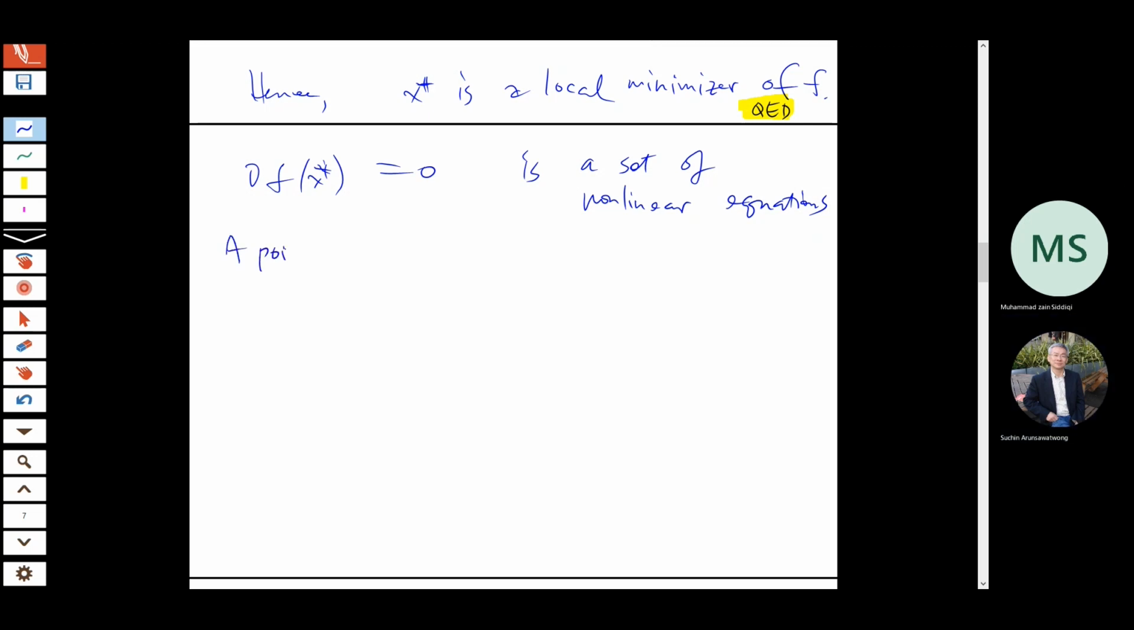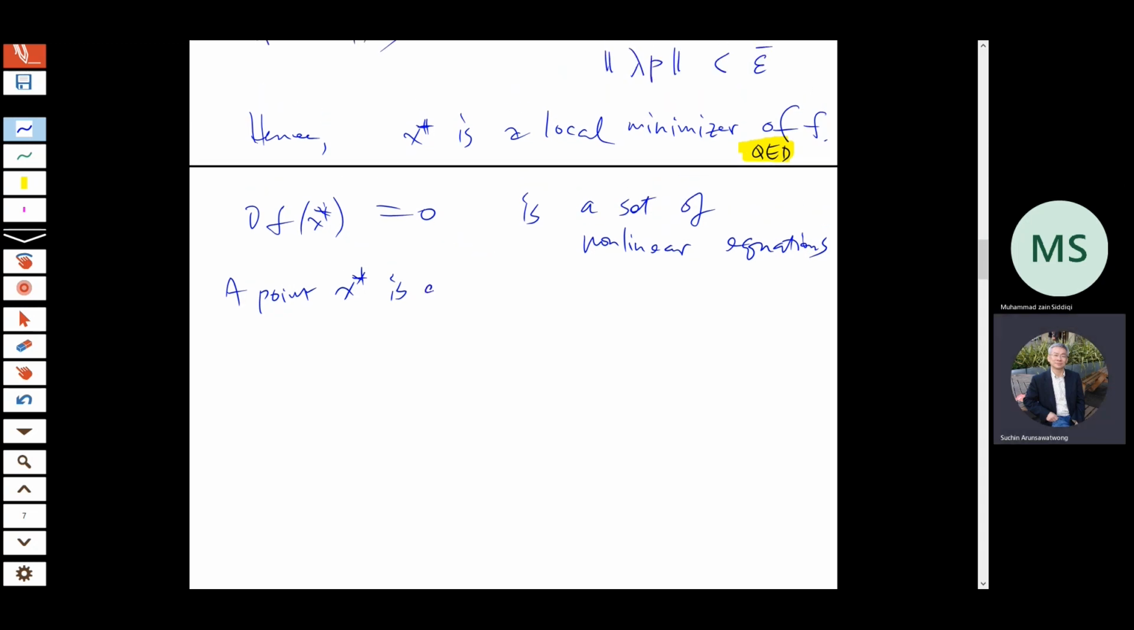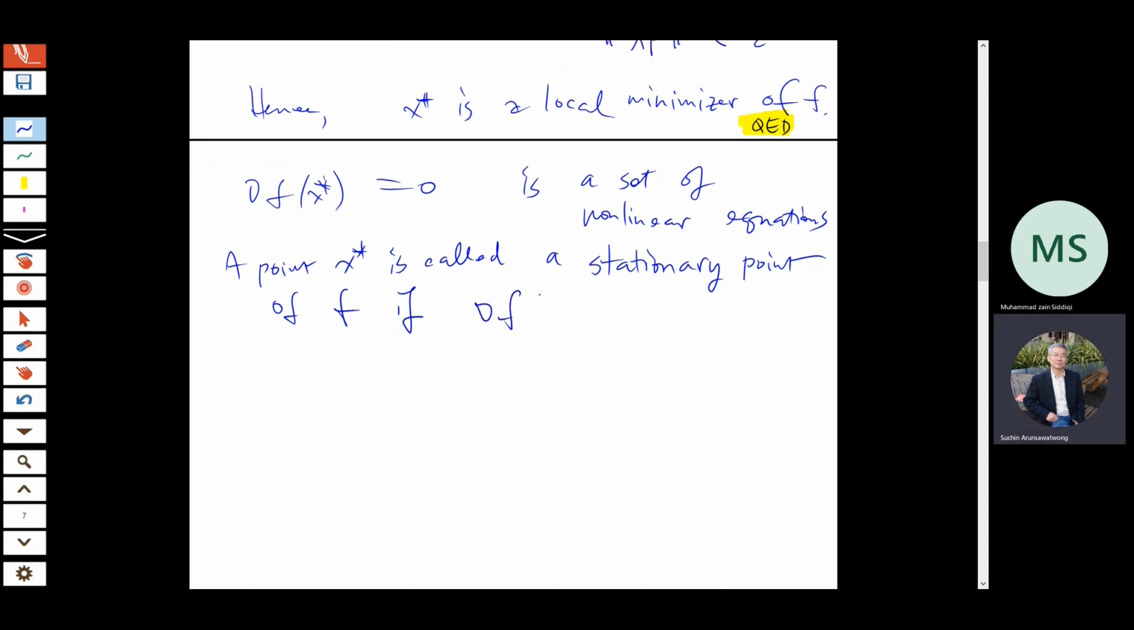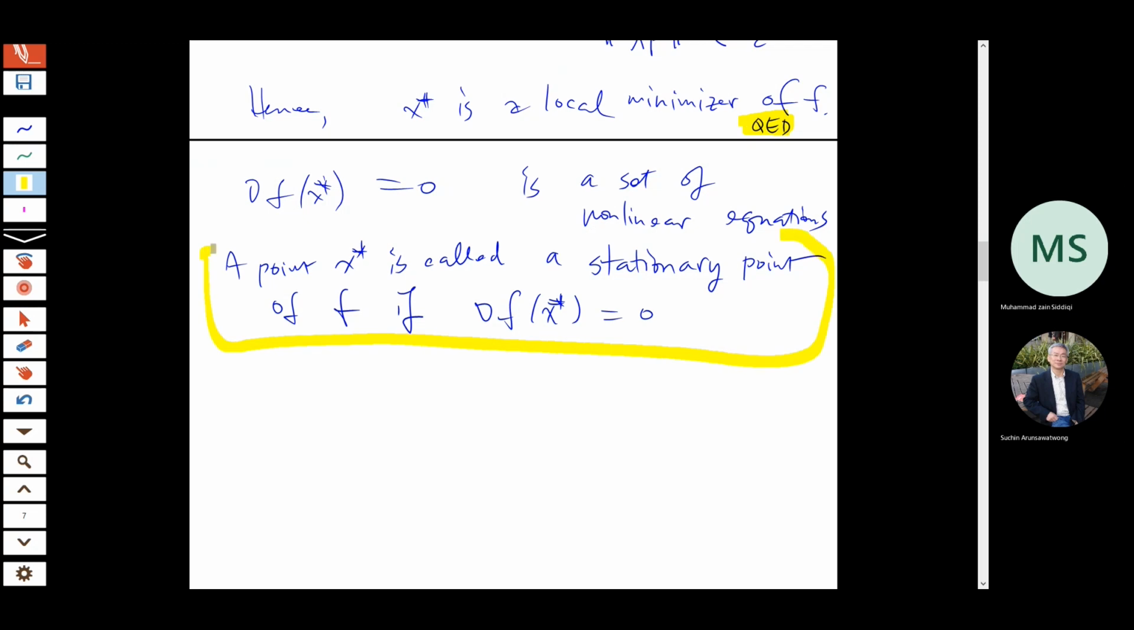A point x star is called a stationary point of f if the gradient of the function f at that point is a zero vector. Okay. Once we define this, then it's easier to explain.